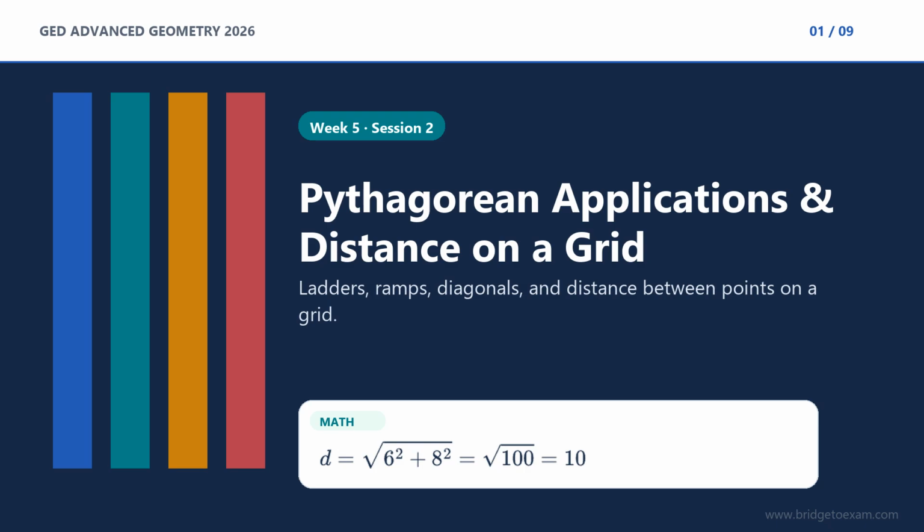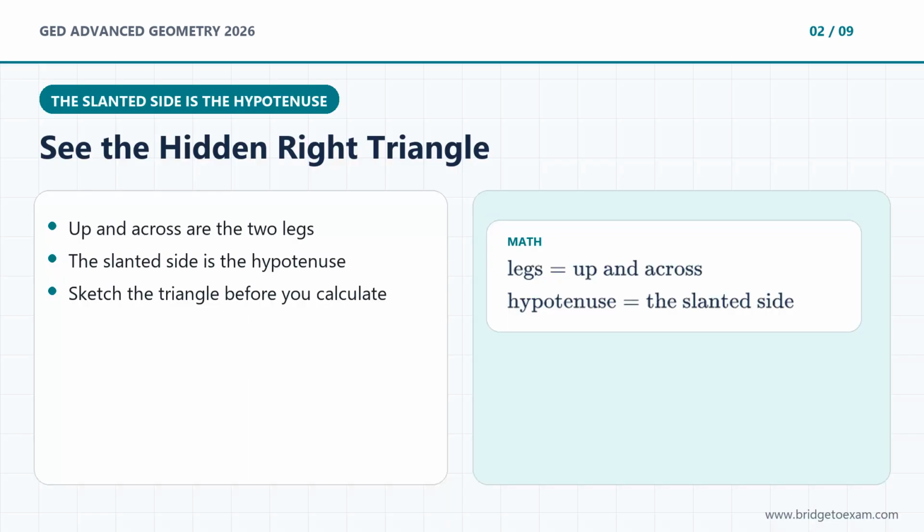Right triangles are hiding inside ladders, ramps, diagonal screens, rectangular fields, and even the distance between 2 points on a grid. Once you learn to see the hidden triangle, all of these become the same problem. The key skill this session is spotting the right triangle inside a word problem.